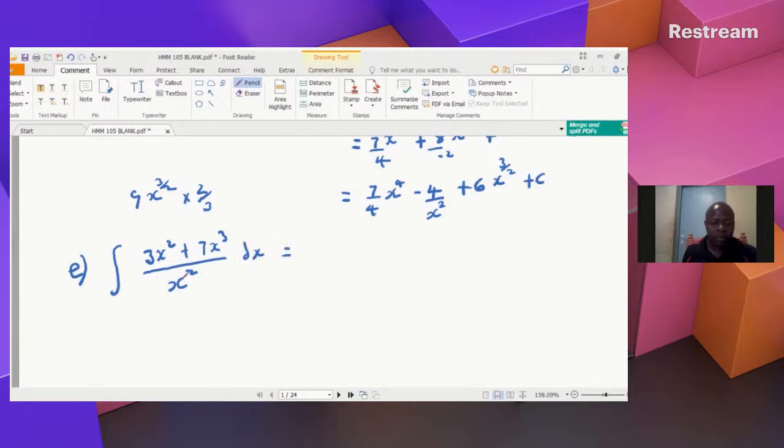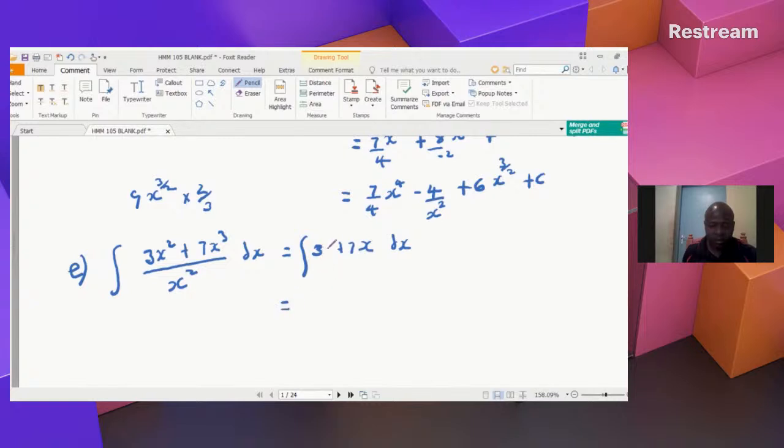So for me to do this, the first thing I do is to simplify this. Dividing each term of the numerator by x squared, I would get 3, since 3x squared divided by x squared will be 3. 7x cubed divided by x squared will be 7x. So 3 plus 7x dx. And then just integrate now.